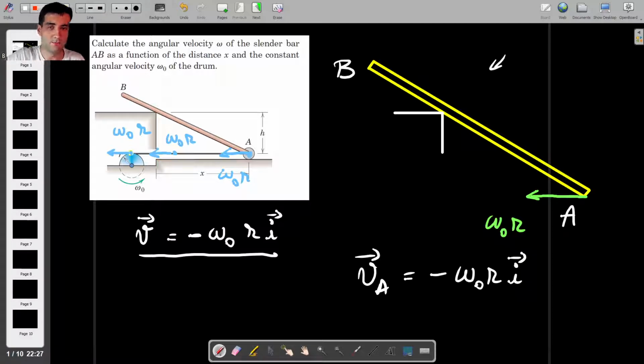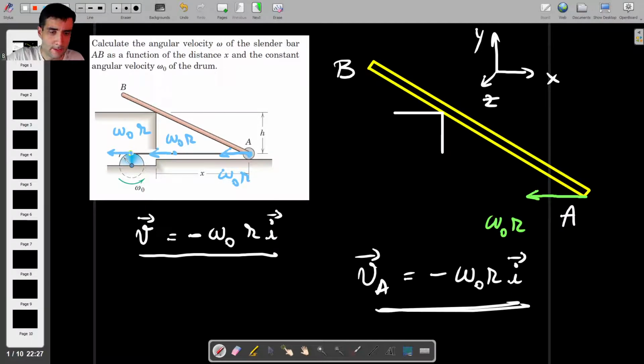Okay, now you might have noticed that we haven't really specified our coordinate system, but we'll do that now. So our coordinate system is looking like this. We have x, y, and of course z would be coming out of the screen. And what we have to do now is, using this information, figure out how to find the angular velocity of the bar. Okay, so how do we do this?